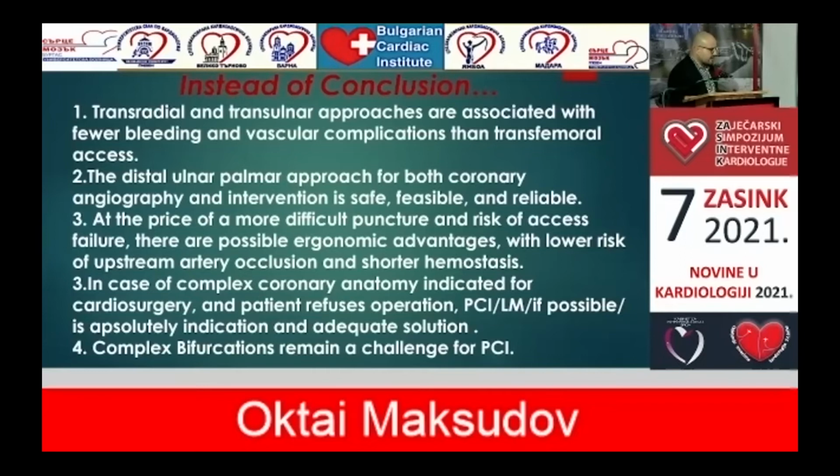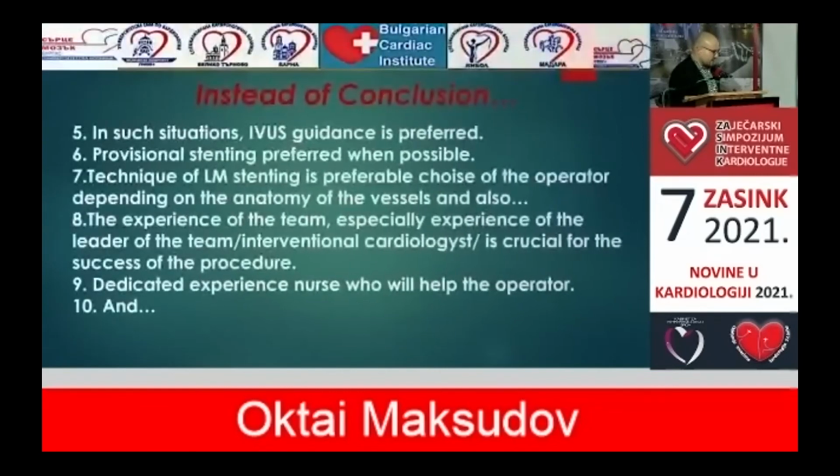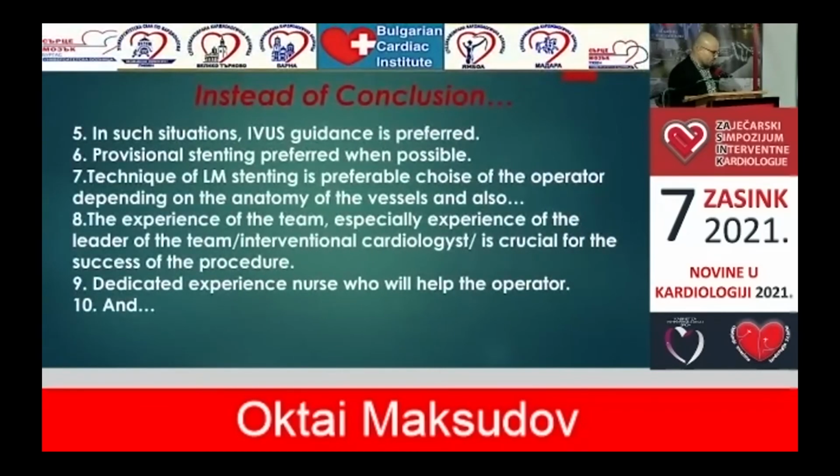In case of complex coronary anatomy indicated for cardiosurgery, if the patient refuses it, and if it's possible to do a PCI, it's an adequate solution. So every time complex bifurcation remains a challenge for the PCI, and in such situations, IVUS guidance is preferred. If you have it, you should use it. Provisional stenting is the preferred solution, and technique of left main stenting is the choice of the operator, but also depending on the anatomy, and the final result depends on the experience of the operator and of course of the nurse who is our assistant.